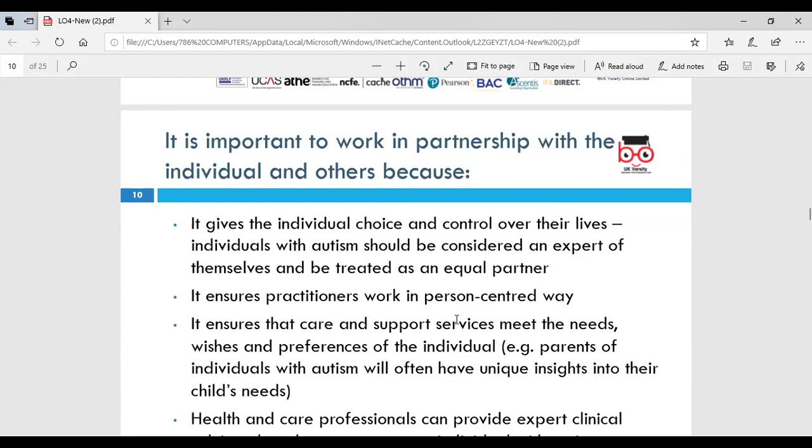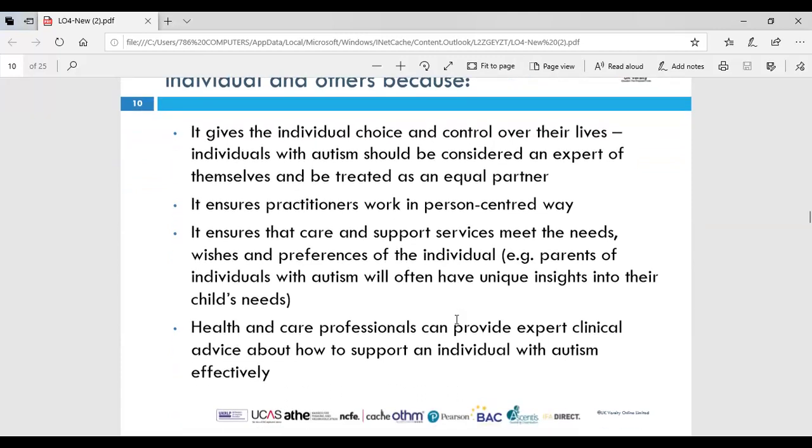It ensures the practitioners work in a person-centered approach. That is very important. It ensures that care and support services meet the needs, wishes, and preferences of the individuals. Like parents of individuals with autism will have their unique insights into their child's needs, and those should be considered and referred over what you would suggest. So whatever happens should be in the best interest of these patients and their loved ones.